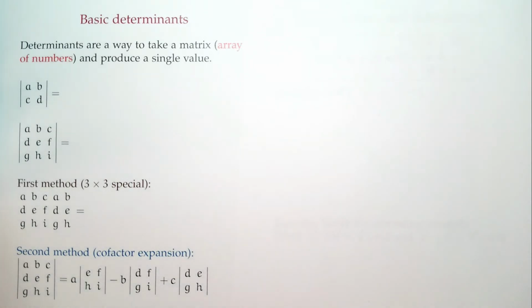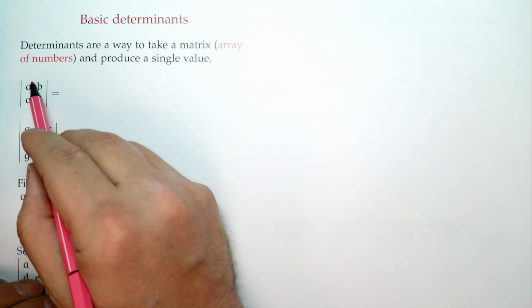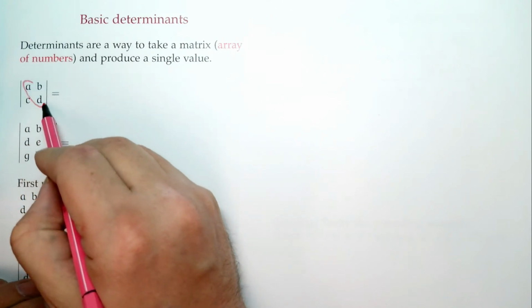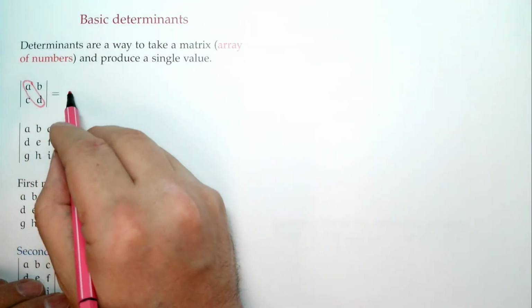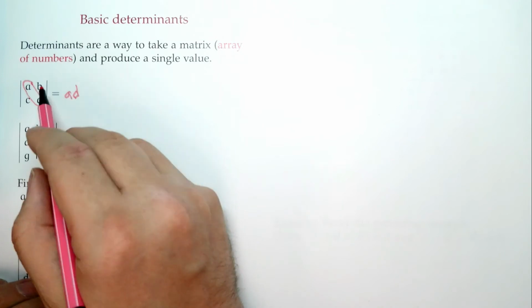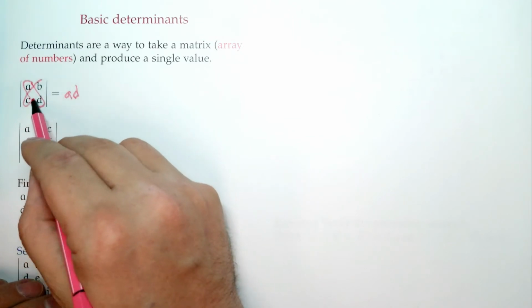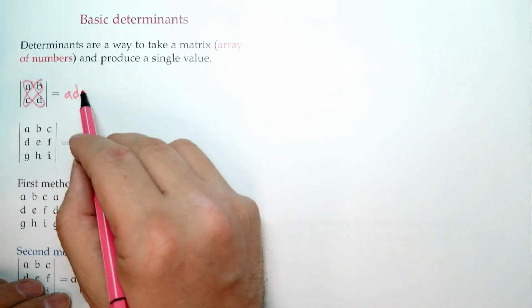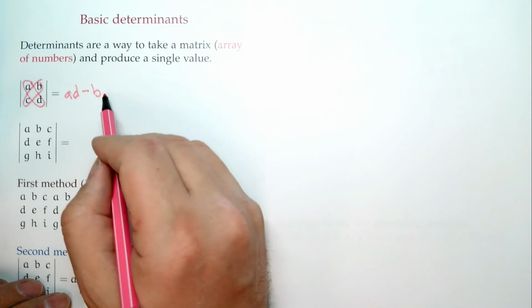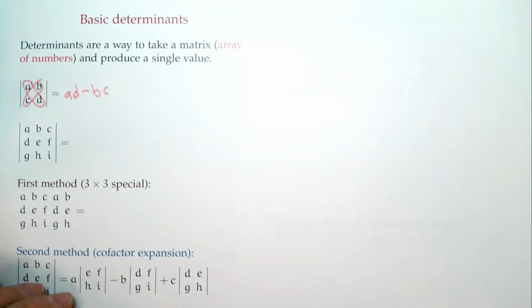For a 2 by 2, the way you determine the number is you take the product A times D, and then you take the other product, B times C. So you're forming an X, but you subtract. It's A times D minus B times C.